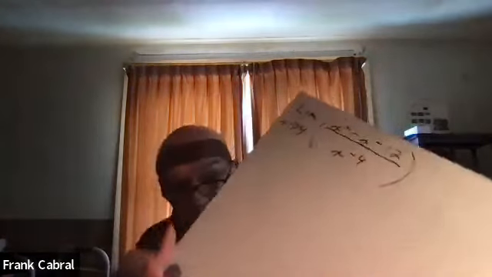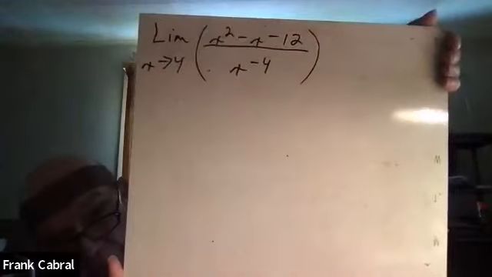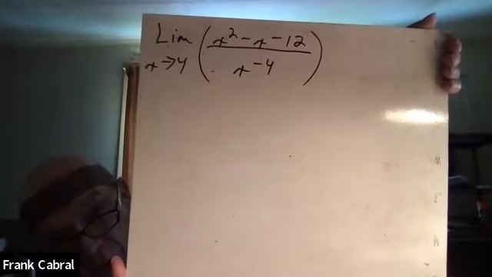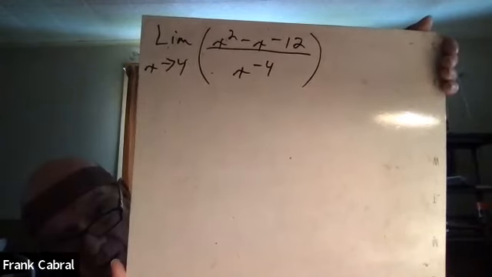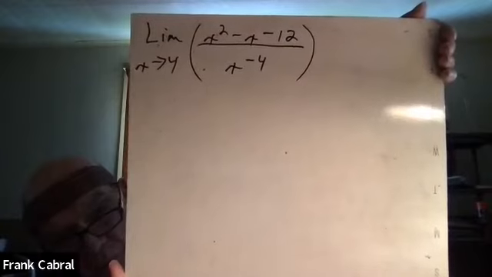In the next section, which is 2.2, we're actually going to address limits even more closely. And there are three techniques for evaluating a limit. So let's take a look at this function: the limit as x approaches 4 of x squared minus x minus 12 divided by x minus 4.